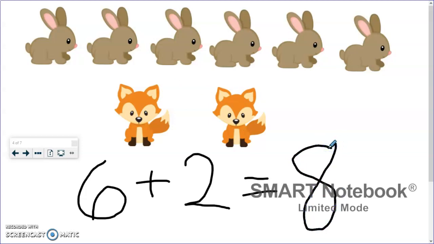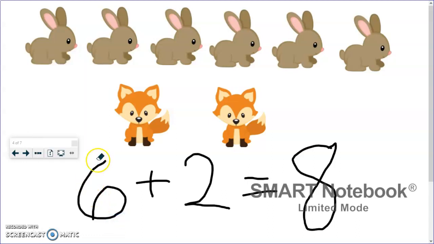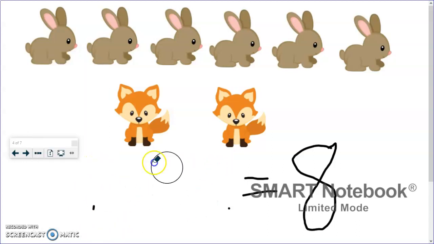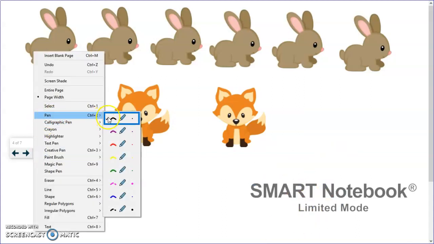Now, it doesn't matter when you're doing addition which number you put where. I could have put 2 foxes plus 6 bunnies. That would be the same answer as 6 bunnies plus 2 foxes. Let me show you. If I started off with our foxes, let's see if we get the same answer.